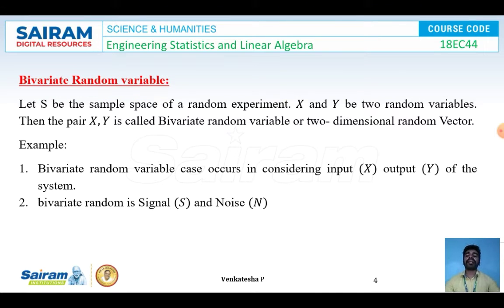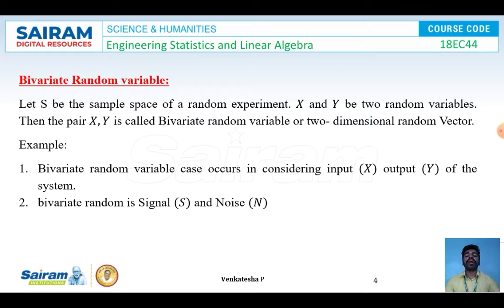A bivariate random variable. Let S be the sample space of a random experiment, and X and Y be two random variables. Then the pair (X, Y) is called a bivariate random variable or two-dimensional random vector. Example: a bivariate random variable case occurs in taking input X and output Y of a system. A bivariate random variable could also be signal S and noise N.